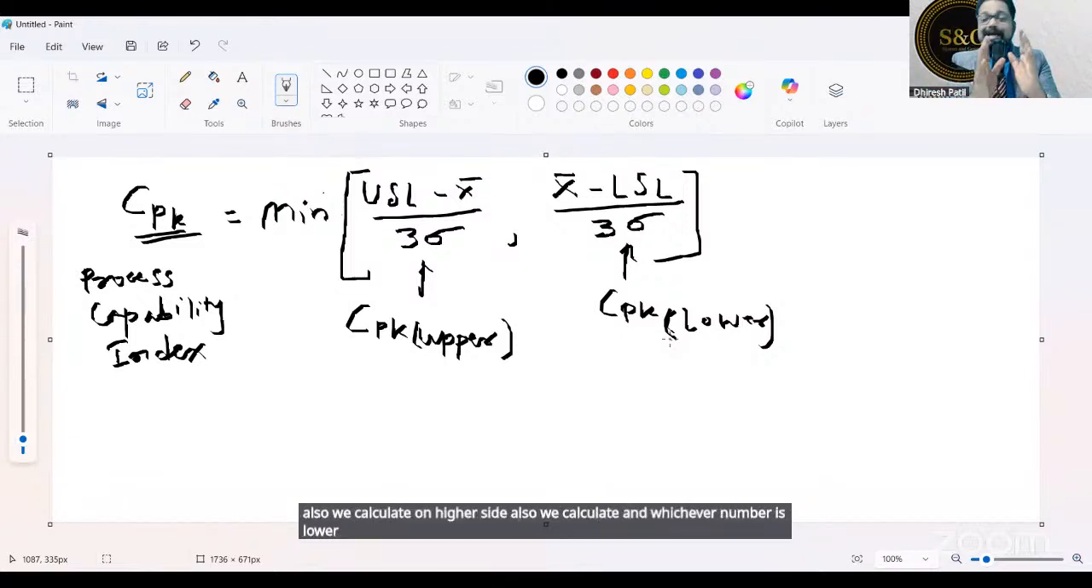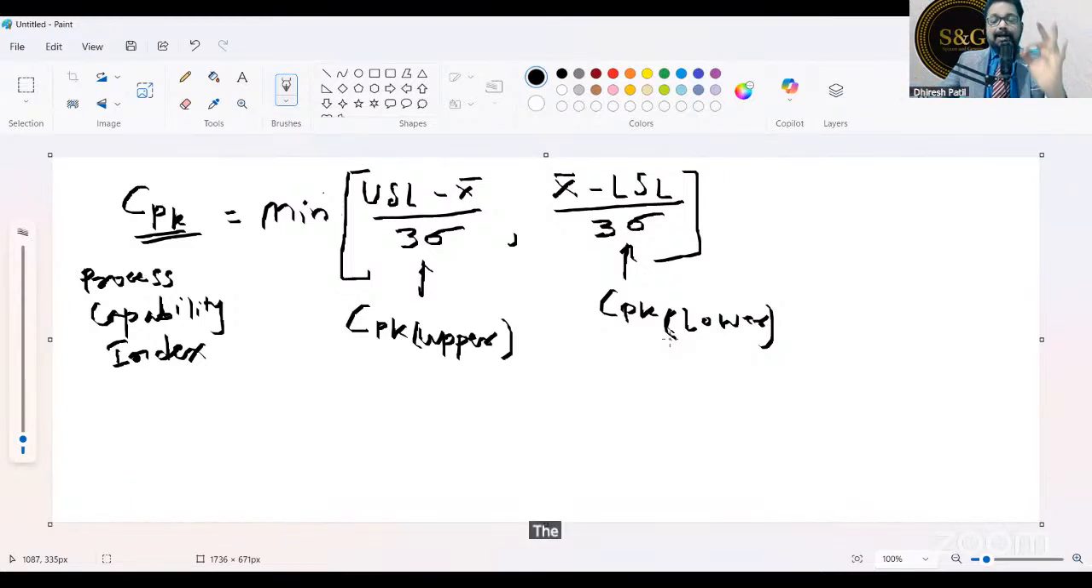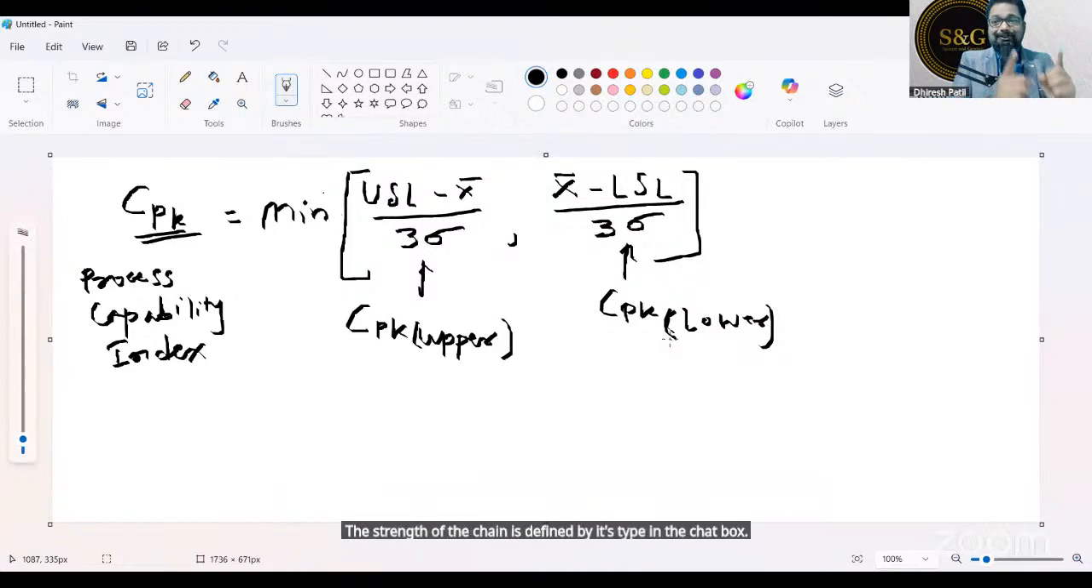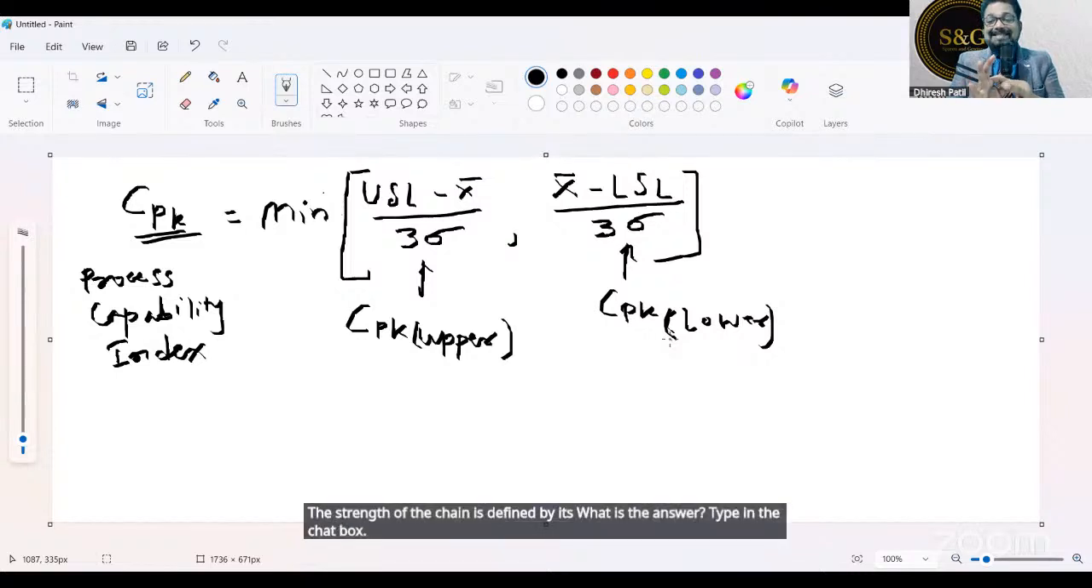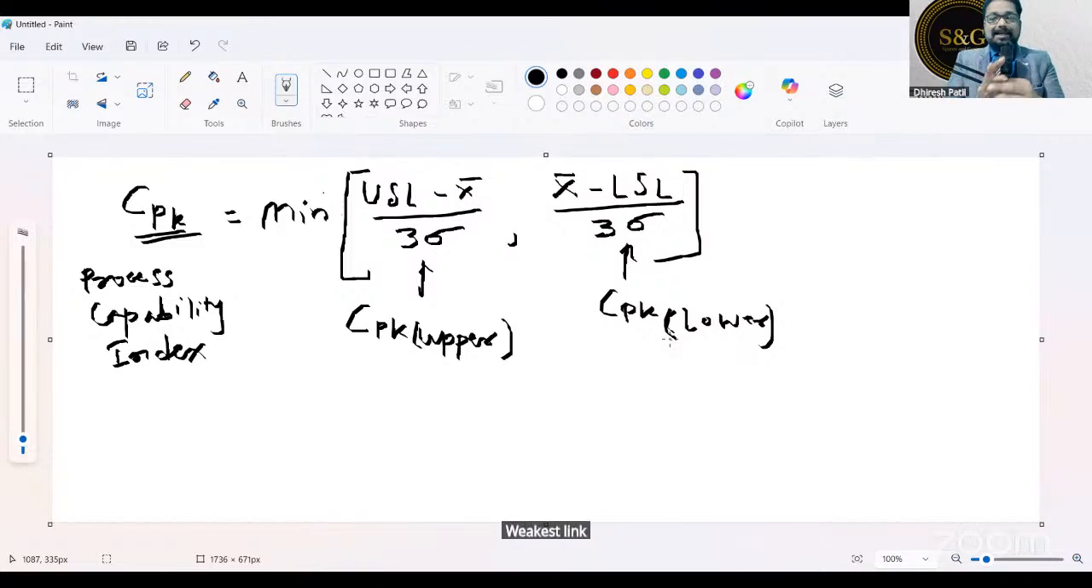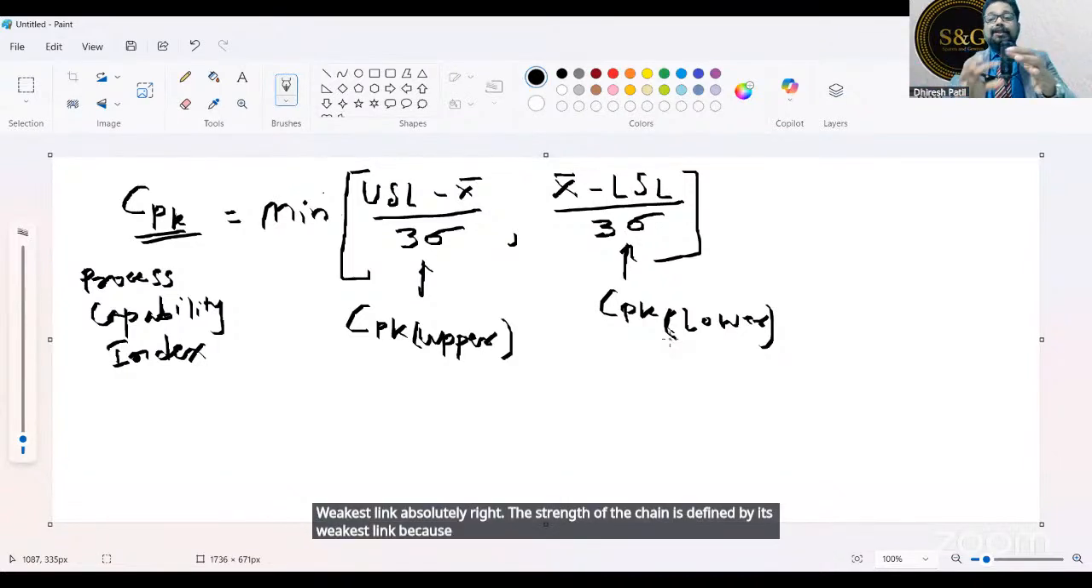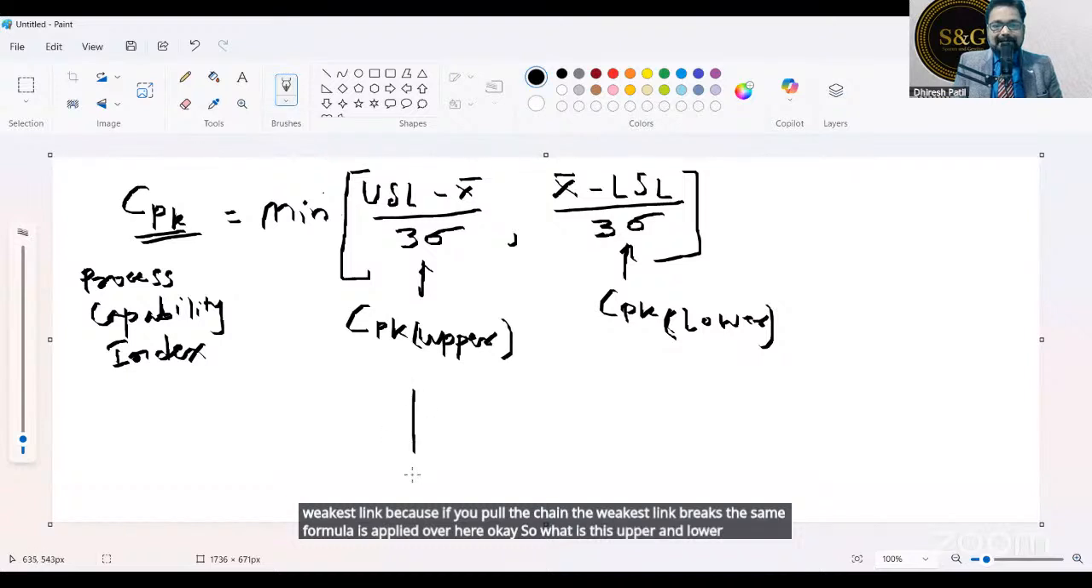our process capability. See, you would have heard one English saying that the strength of the chain is defined by its, type in the chat box. The strength of the chain is defined by its, what is the answer? Type in the chat box. Weakest link. Absolutely right. The strength of the chain is defined by its weakest link, because if you pull the chain, the weakest link breaks. The same formula is applied over here. So what is this upper and lower? Just try to understand.